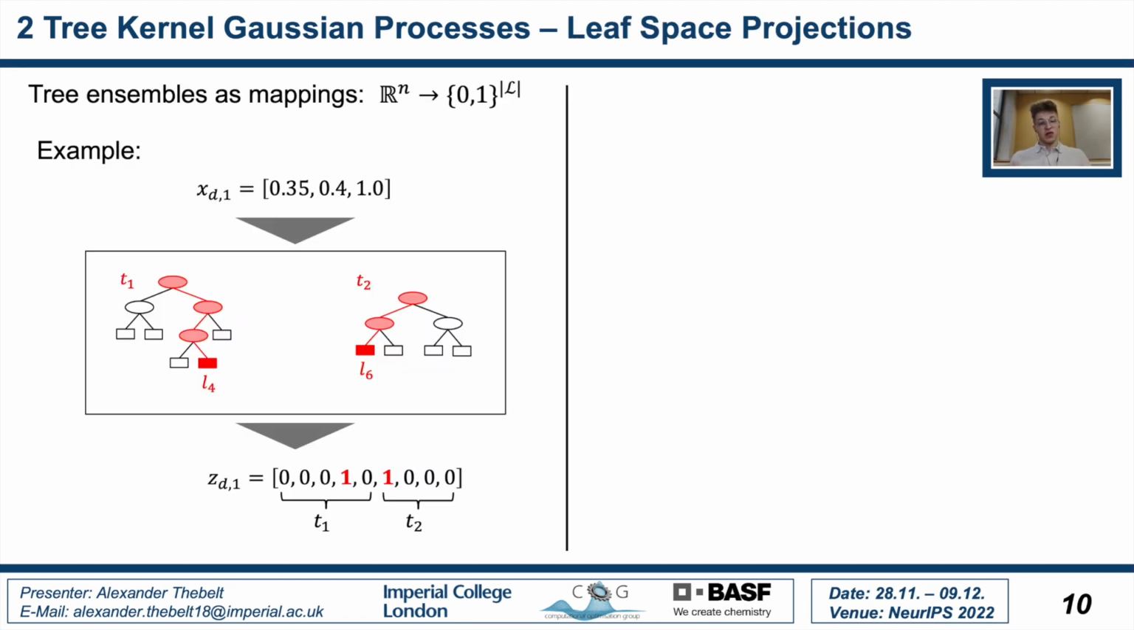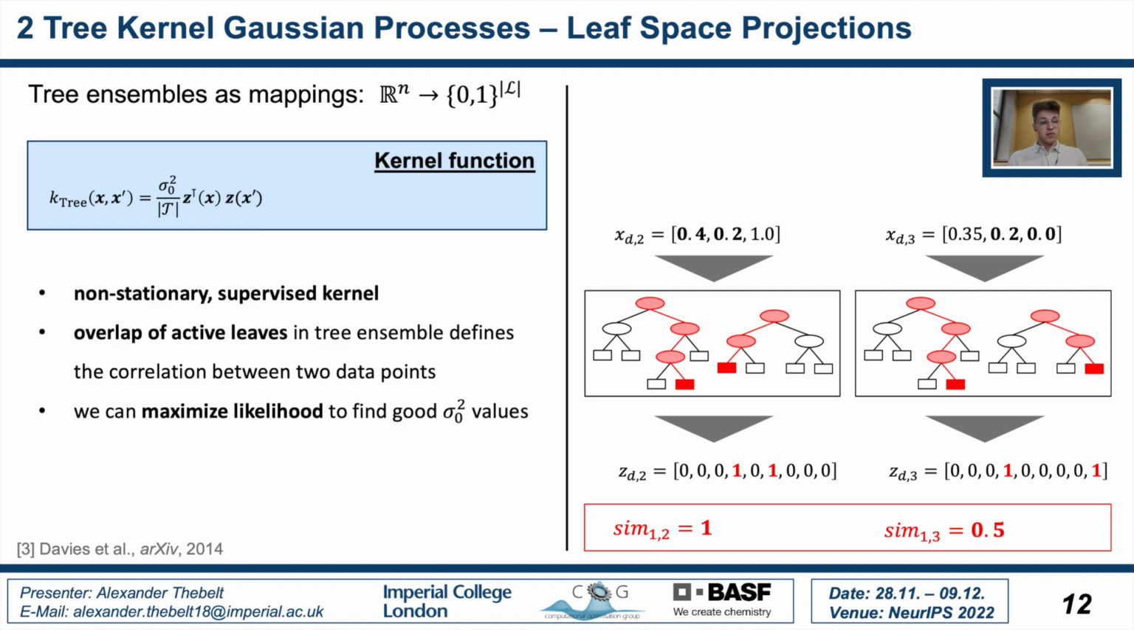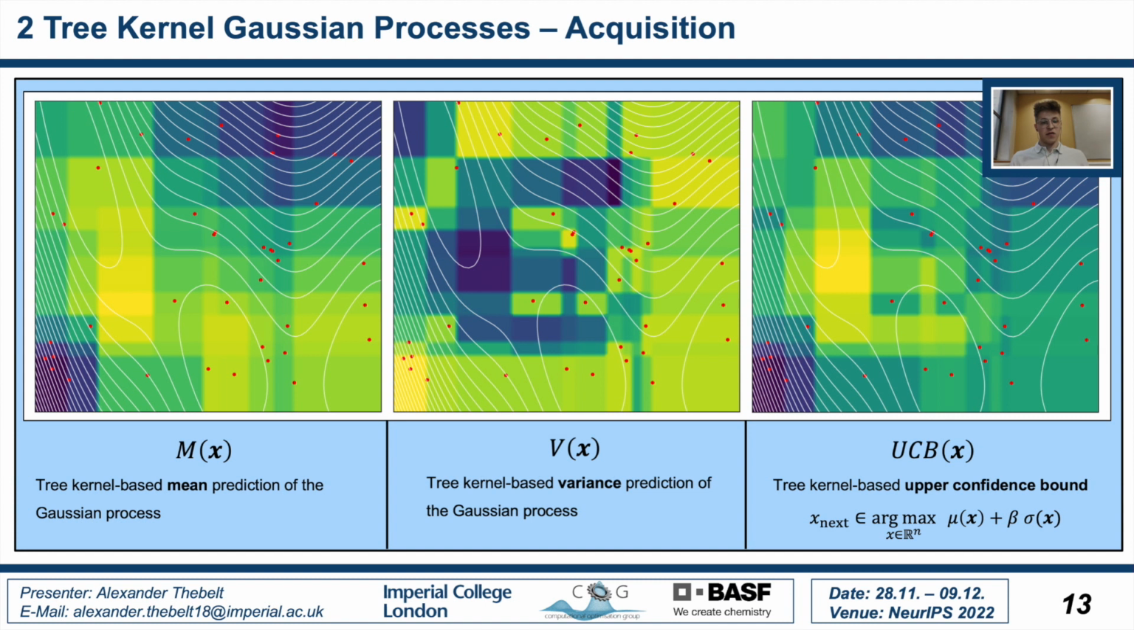And then given a tree ensemble, we can determine active leaves for all decision trees. And when we project multiple data points into the leaf space, this allows us to define correlations between them by looking at their leaf overlap. It can actually be shown that this leaf overlap is a valid non-stationary and supervised kernel, and we can maximize likelihood to determine its hyperparameters. And when performing Gaussian process inference, we get a piecewise constant prediction for mean and variance of our surrogate model, which you can see visualized in this slide.